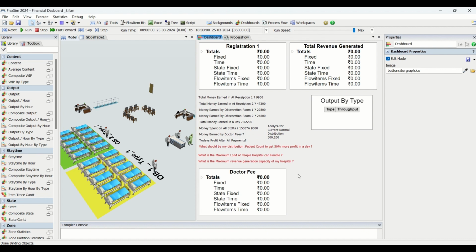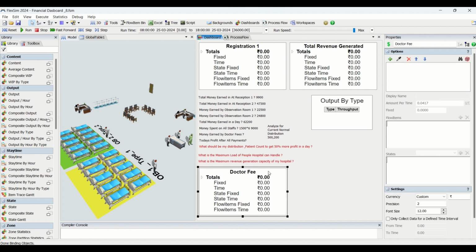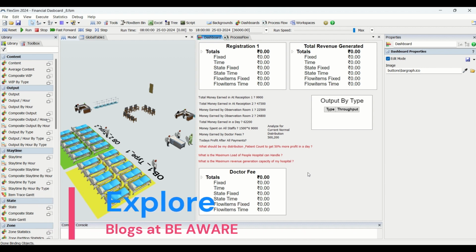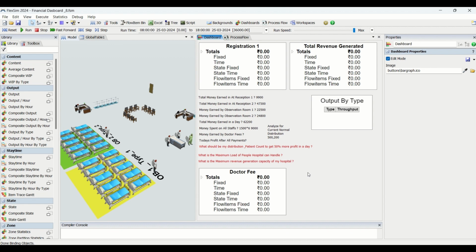Here, if you look, we have one of the financial dashboards brought up and we have renamed it as doctor fee. Now what we need to find out is, if my doctor is charging 150 Indian rupees every hour, then what would be my doctor's fee? The doctor needs to find his share of revenue out of the total revenue generated, so we need to find out the expenses of the doctor in this healthcare system.